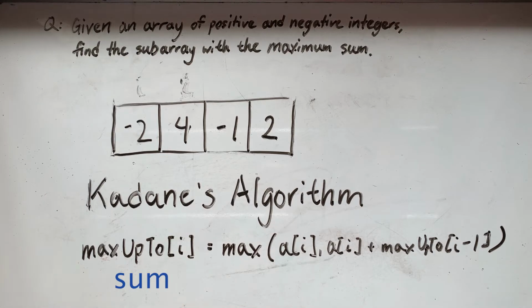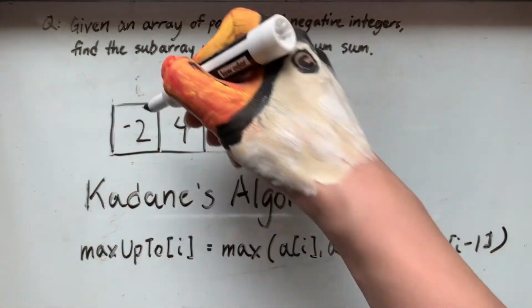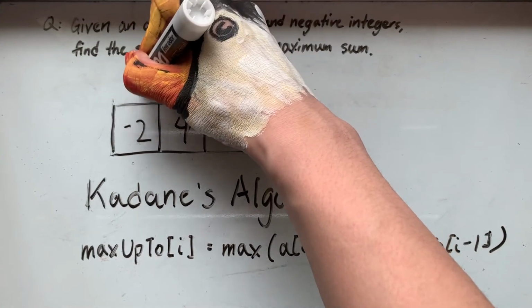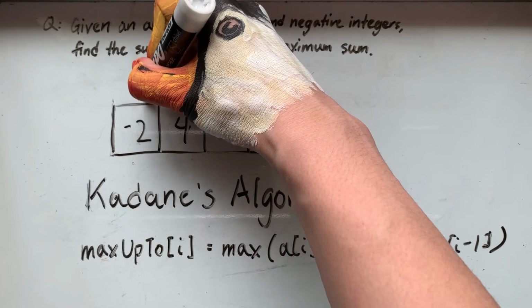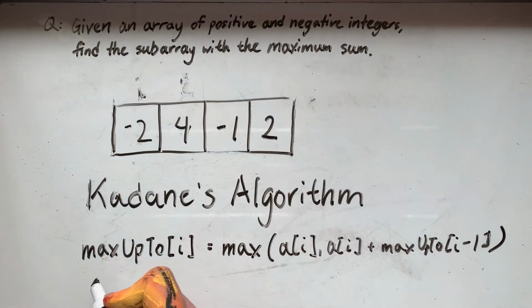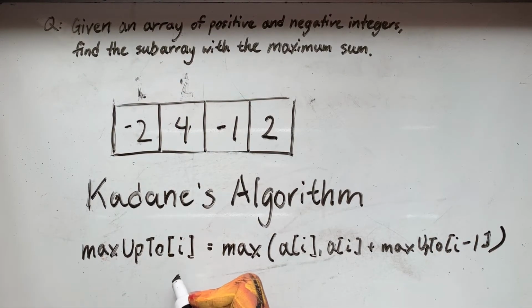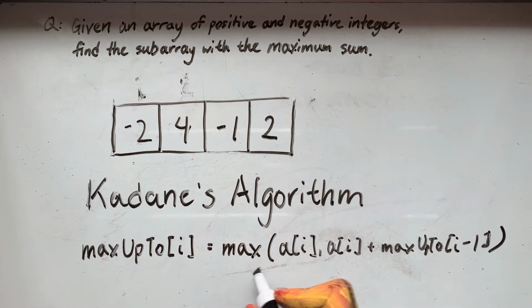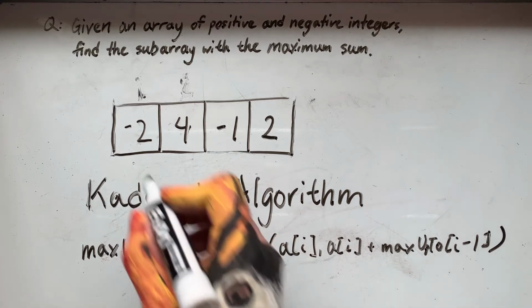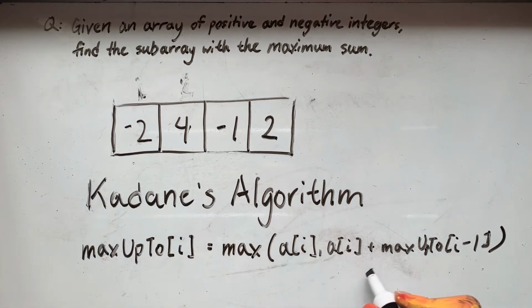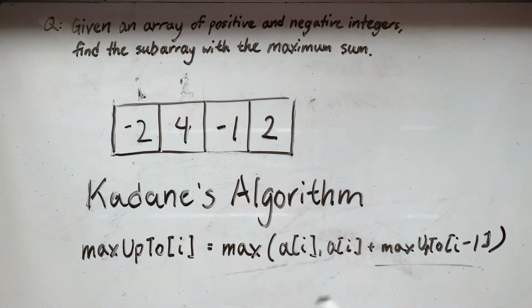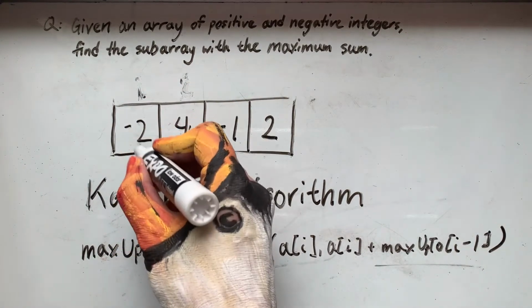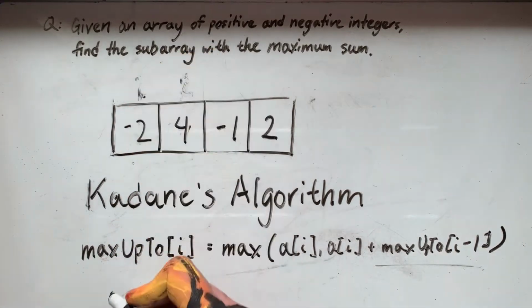So let's go through that with an example. Let's pretend that I is here. We'll start here at I. And the maximum up to I is equal to max of a of I, which is -2, and a of I plus max up to I minus 1. Well, this doesn't exist because we're starting at I equals 0. So the maximum up to 0 is -2.